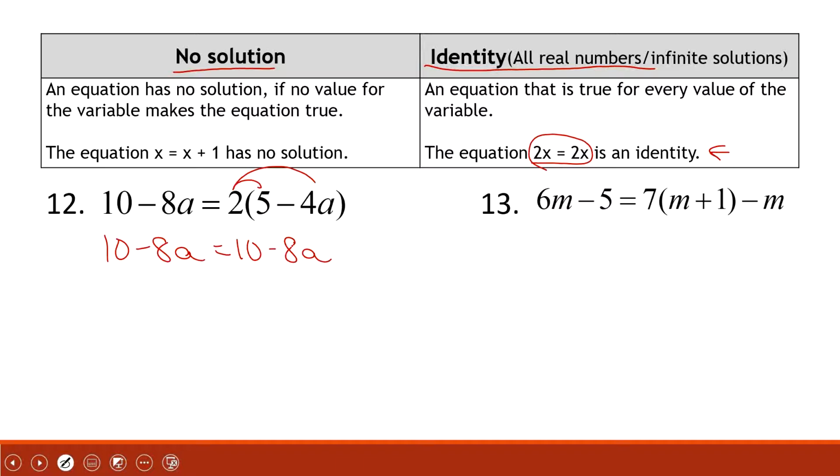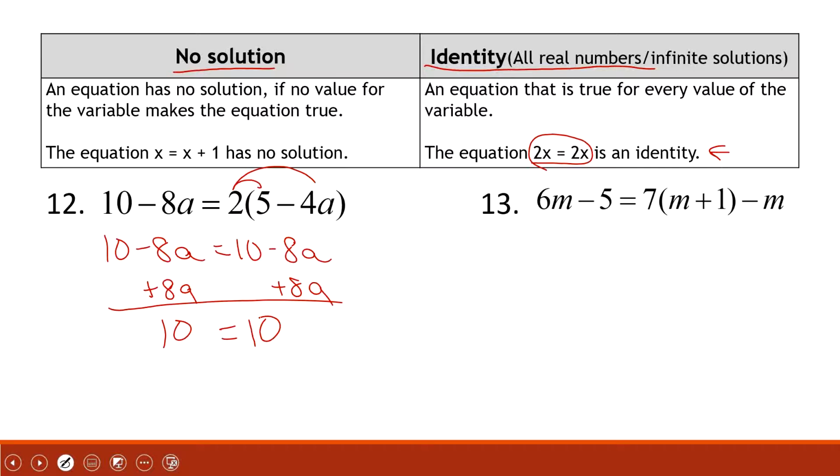If I continue through to solve this problem, what's going to happen is I need to get all the variables on one side, so I'm going to add 8a to both sides. So when I do that, I'm left with 10, negative 8 plus 8 is 0. 0 times a just becomes 0, so I'm left with 10 on the left side. Same thing on the right side, I'm left with 10. So 10 always equals 10. So that's our identity.